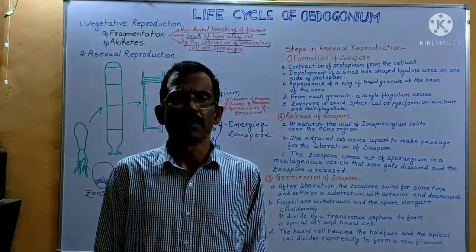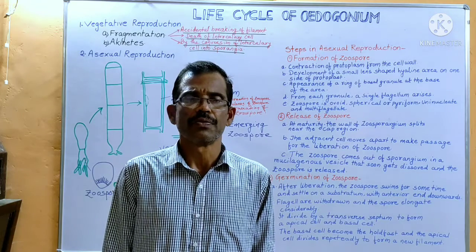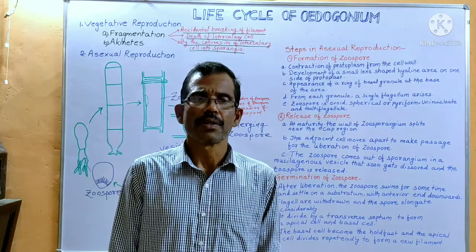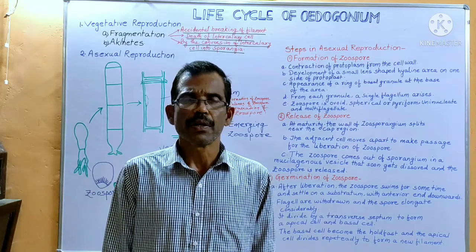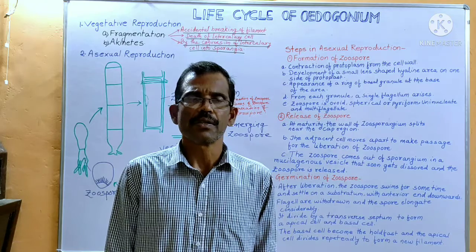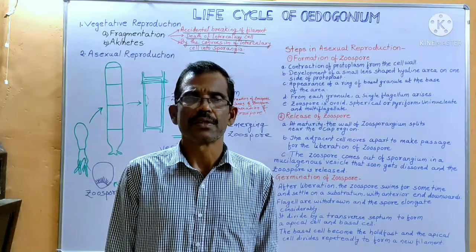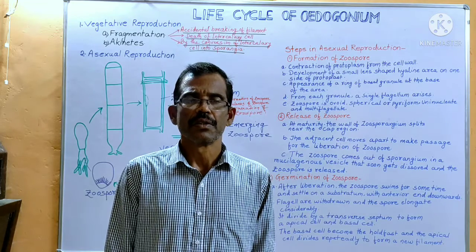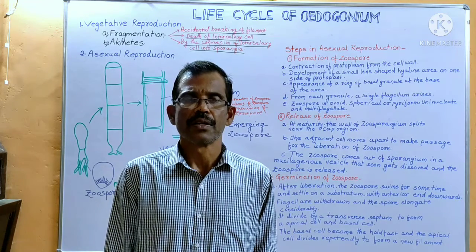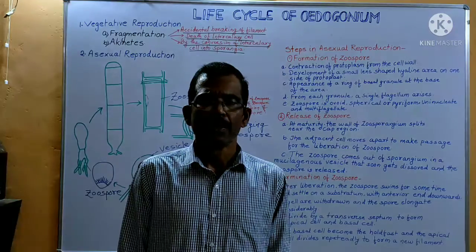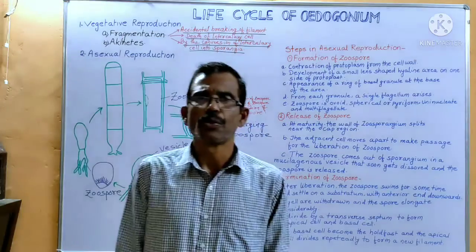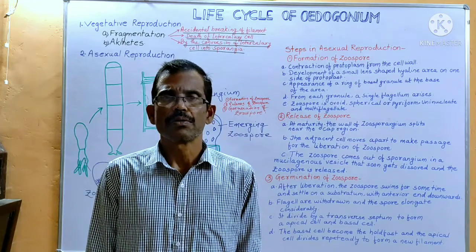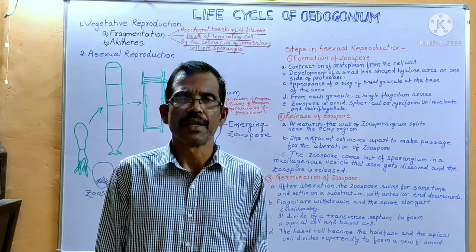Today we are going to discuss the life cycle of Oedogonium. Oedogonium is a freshwater filamentous green alga that reproduces by three different methods. First is vegetative reproduction. Second is asexual reproduction. Third is sexual reproduction. First, vegetative reproduction. Vegetative reproduction in Oedogonium occurs by the process of fragmentation and also by the formation of akinetes.